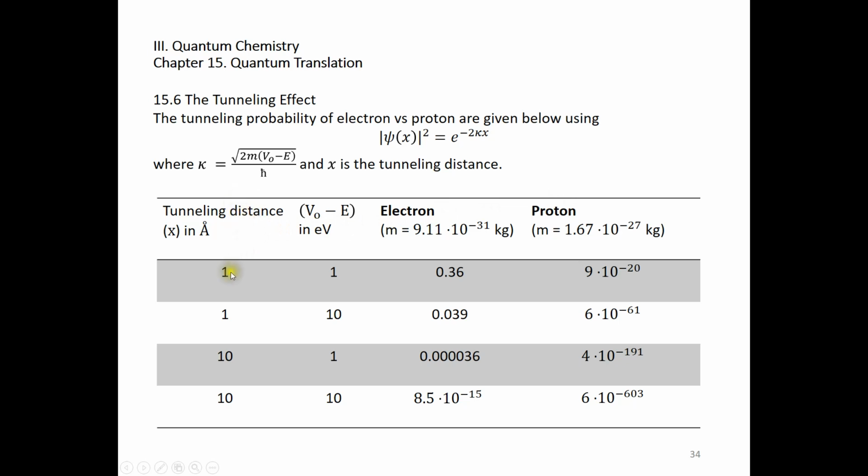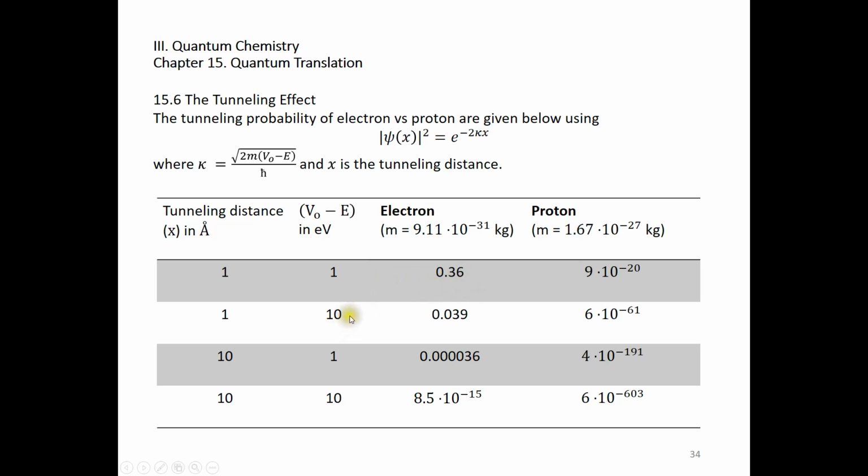The tunneling distance can be 1 angstrom versus 10 angstroms. This V0 minus E can be 1 electron volt or 10 electron volts. And again, V0 minus E is just negative kinetic energy of the particle. Alright, we plug in all the numbers, we got all those probabilities, and you can see, for the protons, all those numbers are really small. But for electrons, if you just tunnel through 1 angstrom distance, and if the energy barrier is only 1 electron volt, we have a decent chance of seeing tunneling.